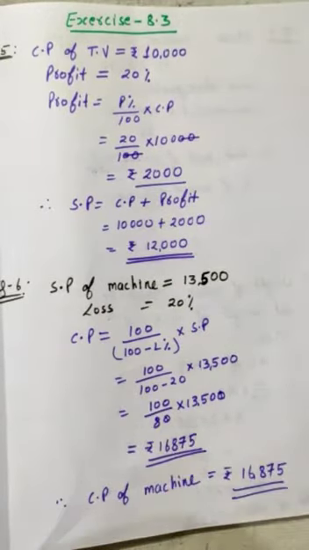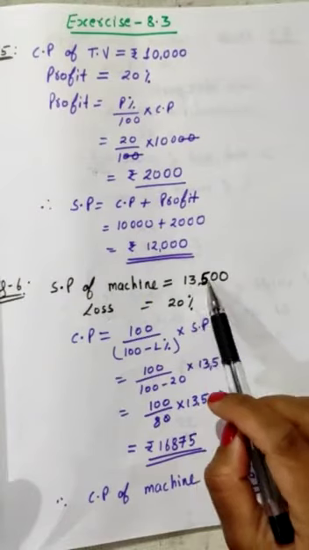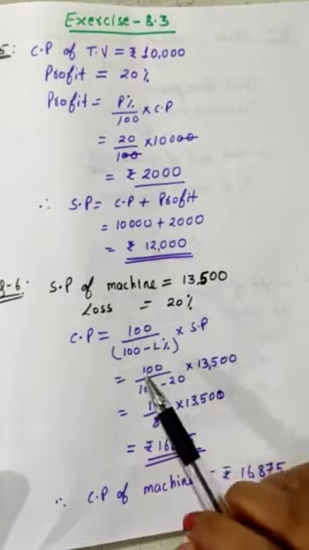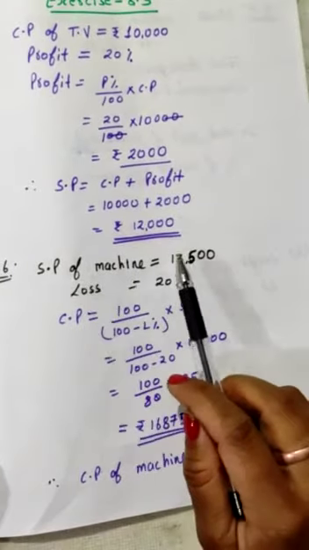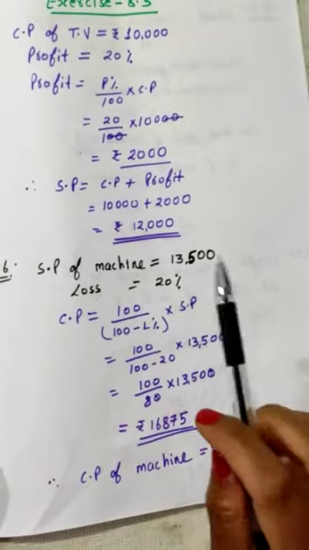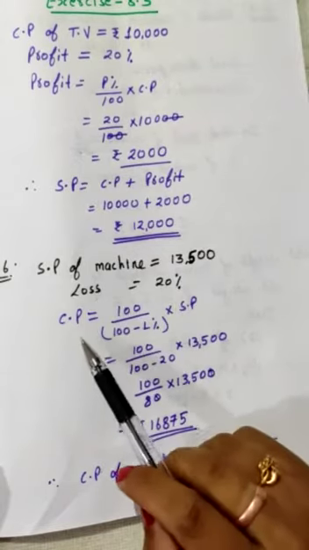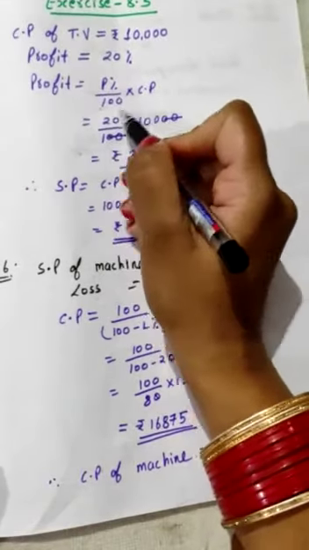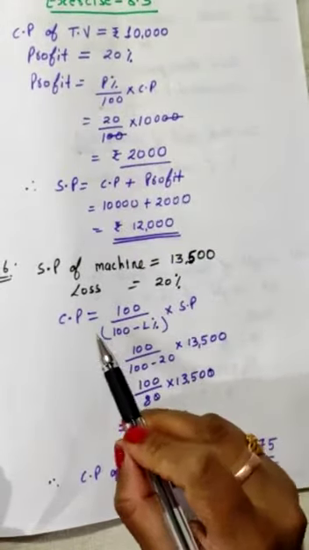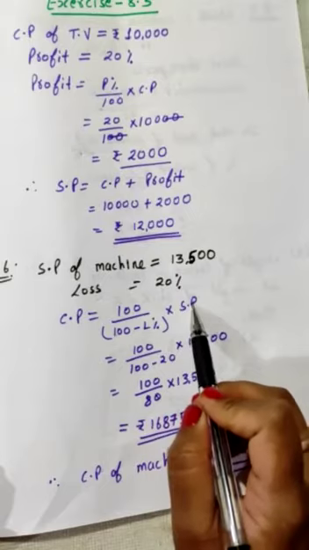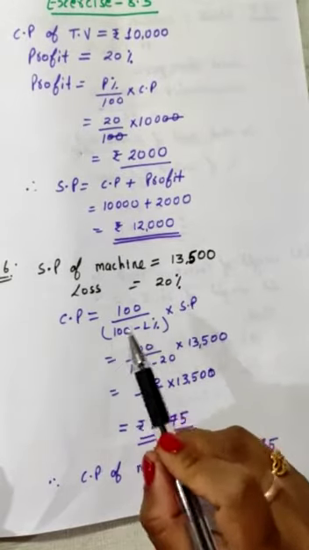Now the second question, where the selling price of a washing machine is given to you, which is 13,500. It was sold for 13,500 because the customer bargained, and the person who is selling this washing machine has made a loss of 20%. Now you have to find out the cost price. So the formula for cost price is, you have to learn these formulas. Cost price is 100 upon 100 minus loss percent into SP. Understood? So this is when loss is made.